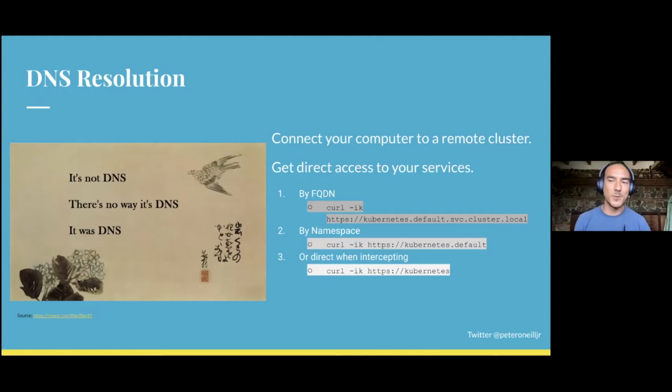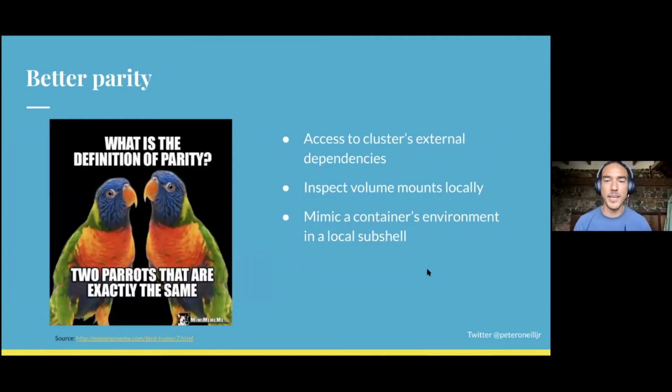So having a tool like Telepresence that connects you into the cluster, you can reach all of your services by the fully qualified domain name, or directly reaching into specific namespaces, or even shorter, once you have those intercepts set up, then you can reach your services directly just based on their service names.